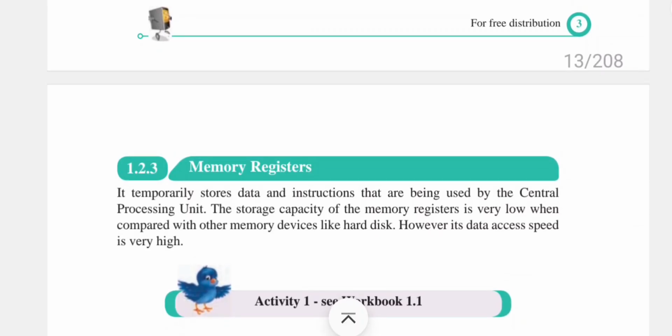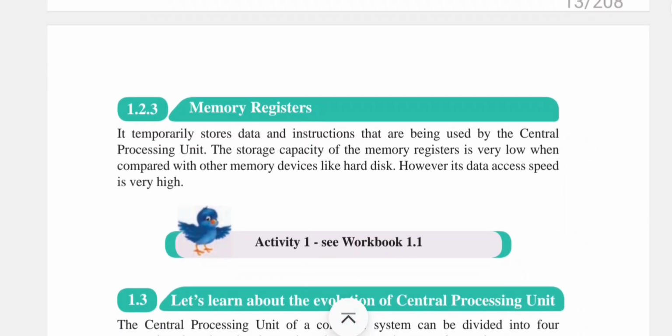Now, let's look at the memory registers. Memory registers are very small storage spaces inside the CPU. They store data and instructions temporarily, only when the CPU is using them. Compared to the hard disk, memory registers have very low storage capacity but extremely high speed. That's why they help the CPU work very fast.